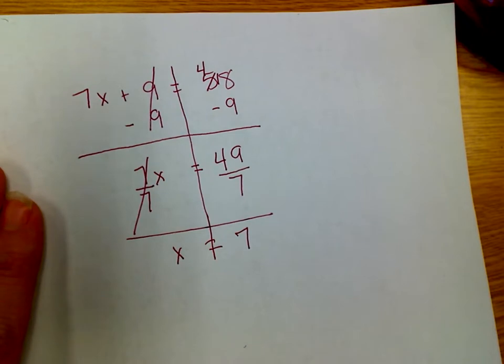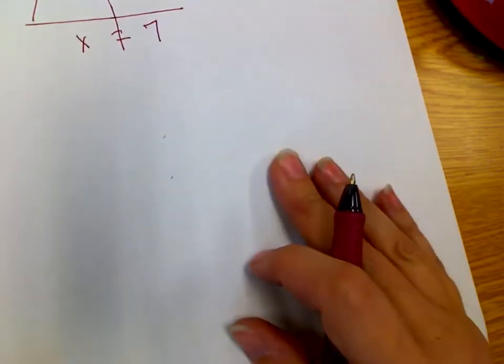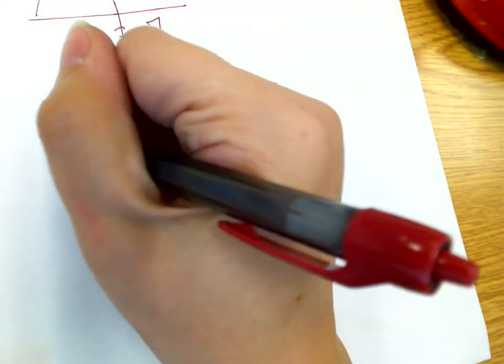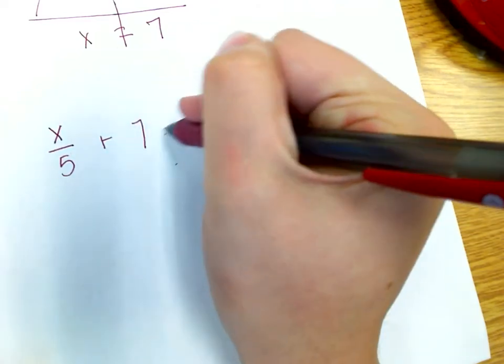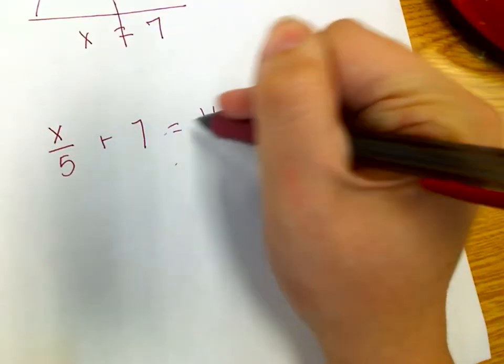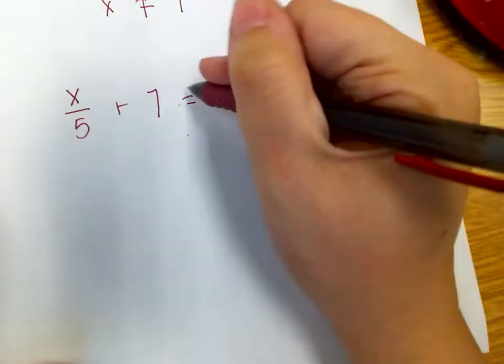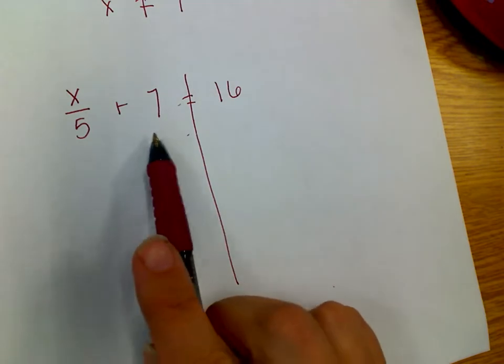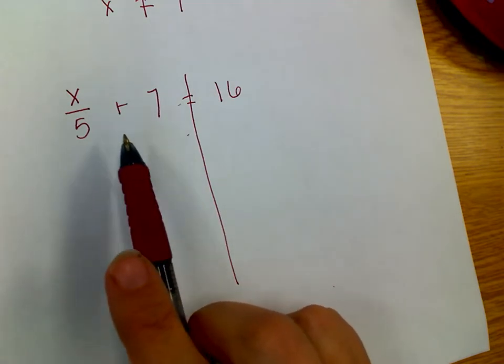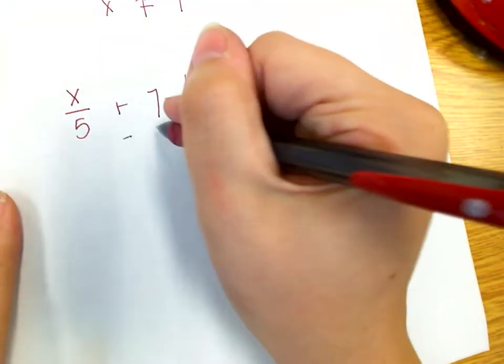Okay, now I'm going to do a harder one. I'm going to do x over 5 plus 7 equals 16. So again, my goal is to get the x by itself. So what I need to do is first get rid of the 7. To get rid of the 7, I'm going to subtract 7.